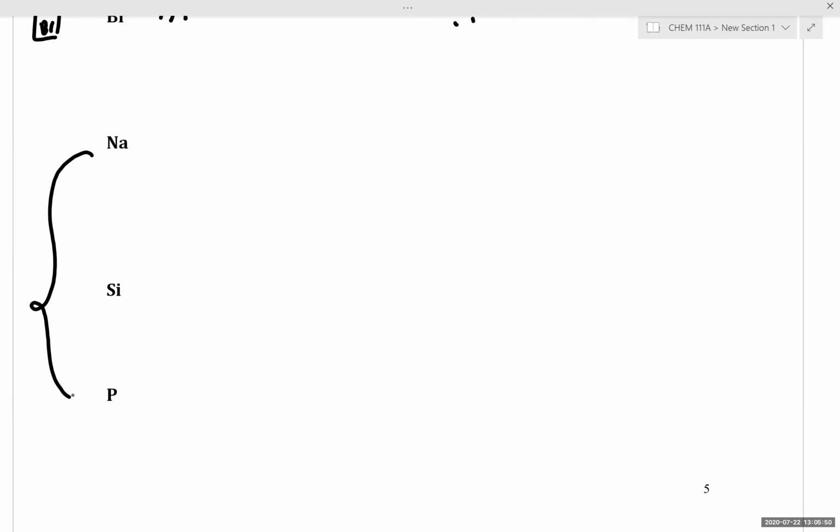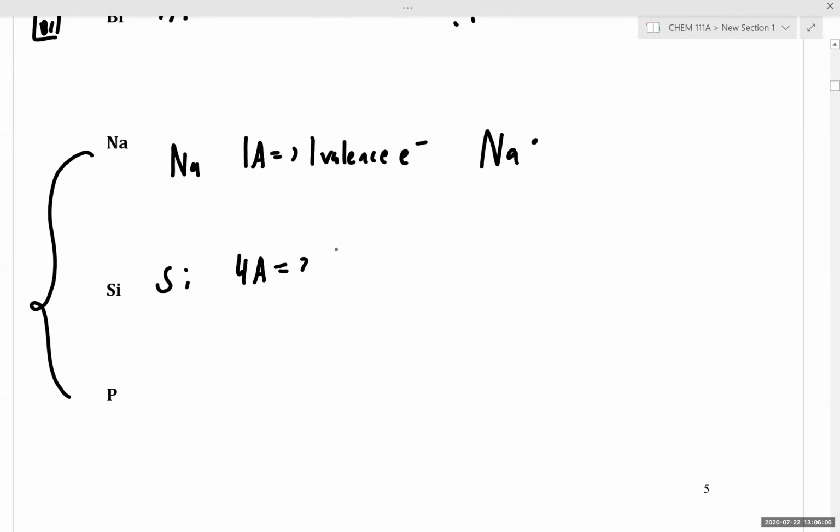Okay, so let's walk through. So for sodium, we have a 1A element, ergo we have 1 valence electron. So we draw sodium with 1 dot. Silicon is a 4A element, so we have 4 valence electrons. So we draw silicon with 4 dots.